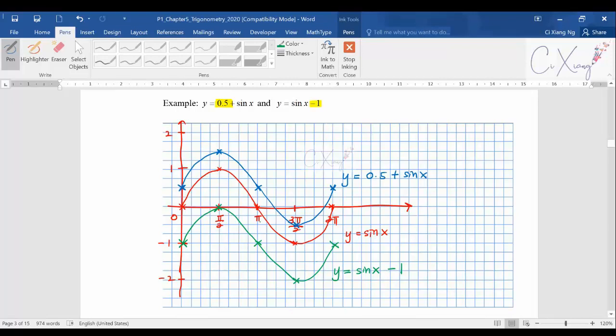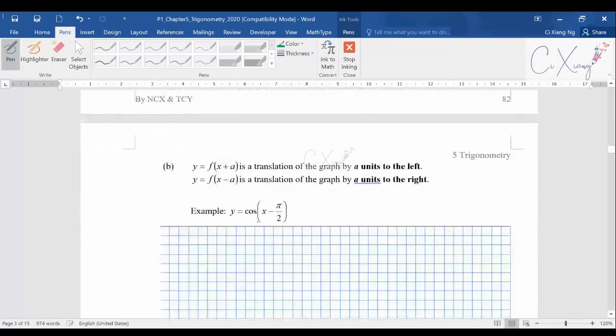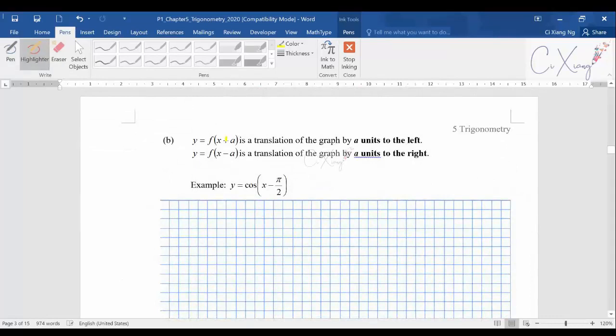Okay, let's have a look at the next part. When we have either plus a inside the basic function, or minus a inside the basic function: if it is plus a inside the basic function, you need to translate it a unit to the left. And if you have minus a inside the basic function, then you have to translate it a unit to the right.